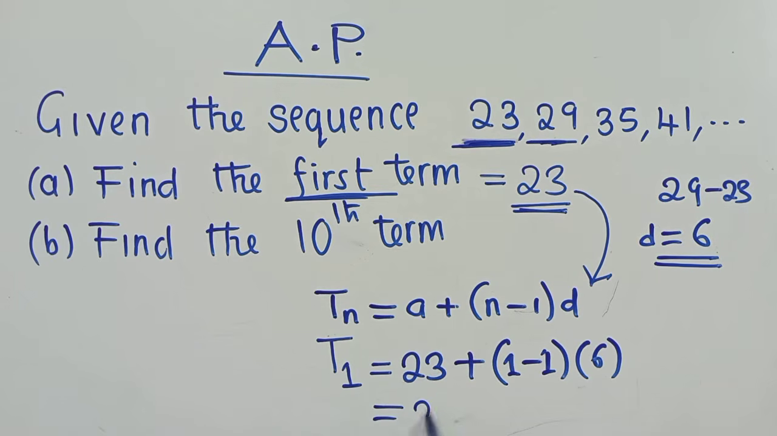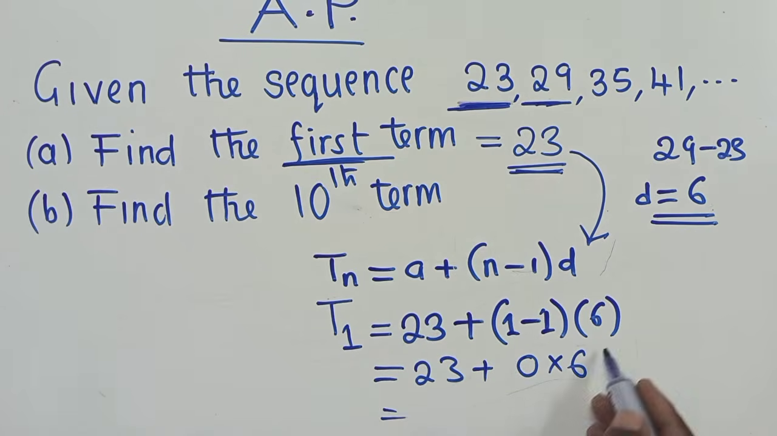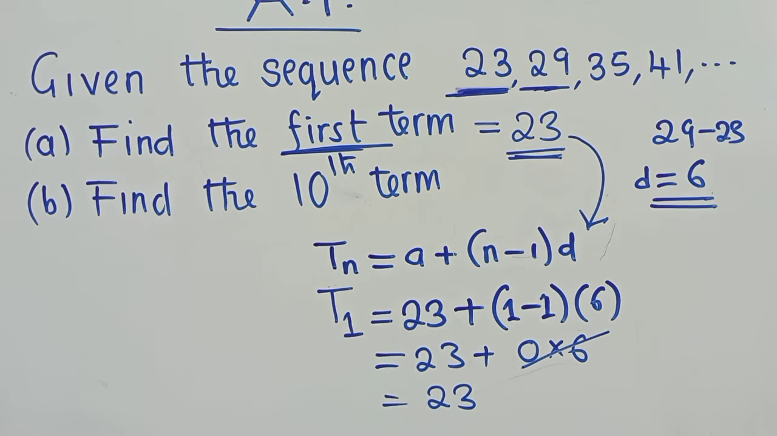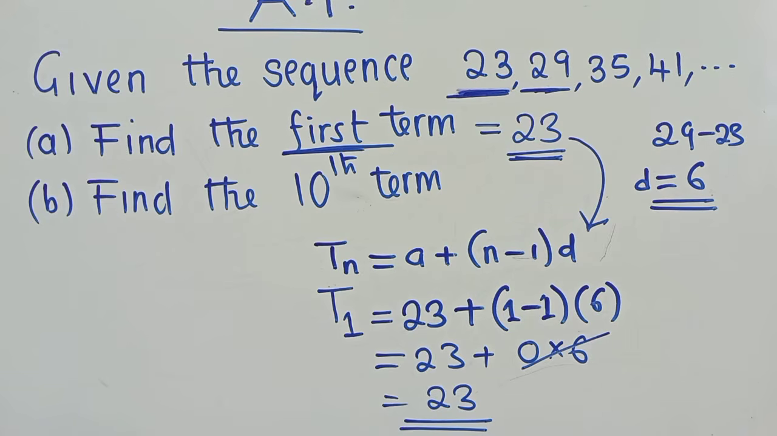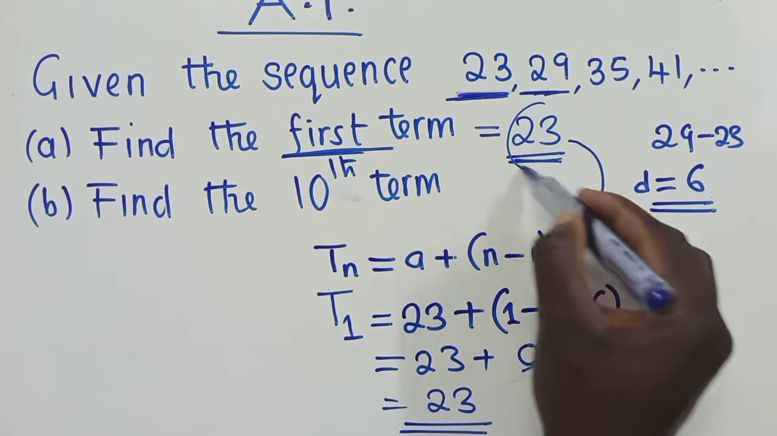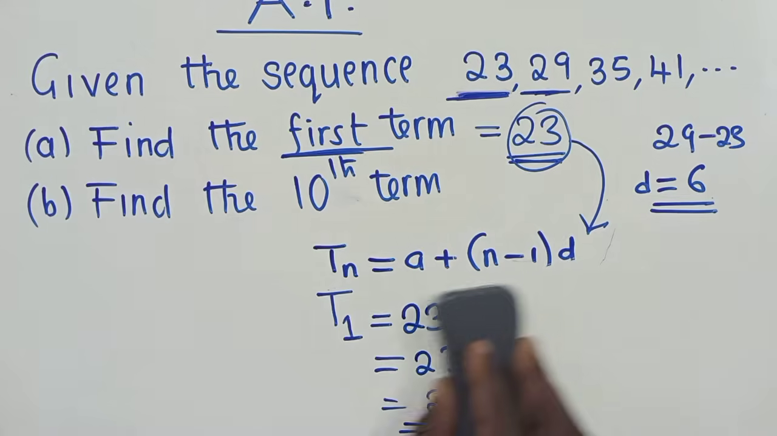Now, when we work out things, we have a 23 plus, here we get a 0 times 6. So 0 times 6 will always be a 0. So this will be a 0. We will remain with a 23. So the first term is a 23, like I had said, which is right here. Okay. So now let's go to the next question.